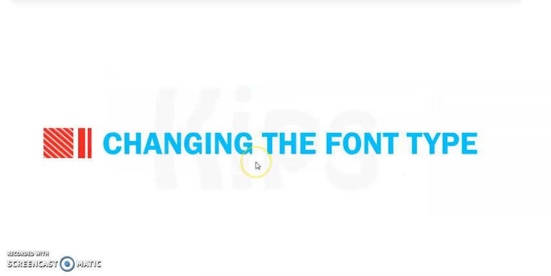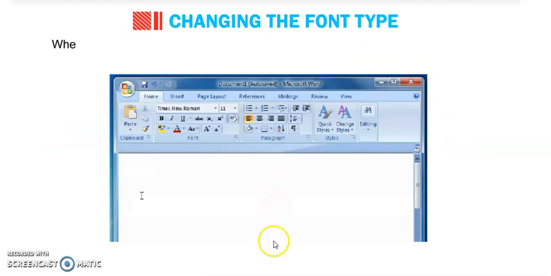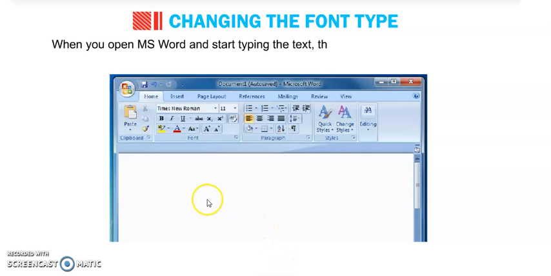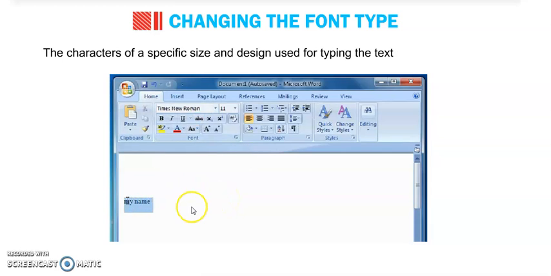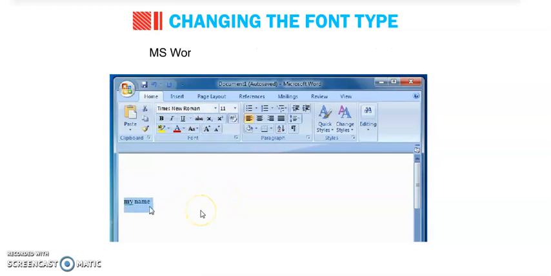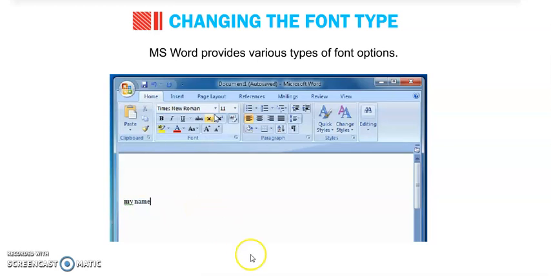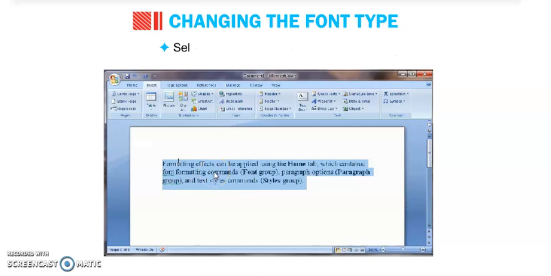Now next is changing the font type. The first formatting is how we can change the font type, the different styles of writing. When you open MS Word and start typing, the default font that appears is Times New Roman. It is the font name. The characters of a specific size and design used for typing the text are called fonts. MS Word provides various types of font options. You can see them in the list.